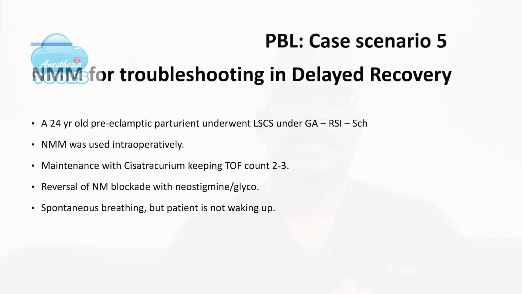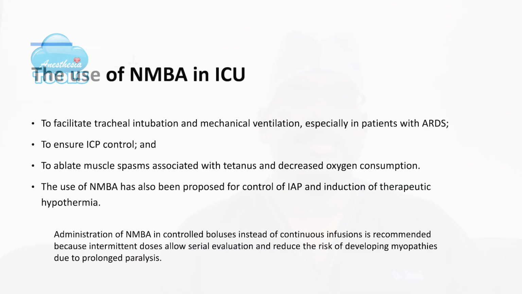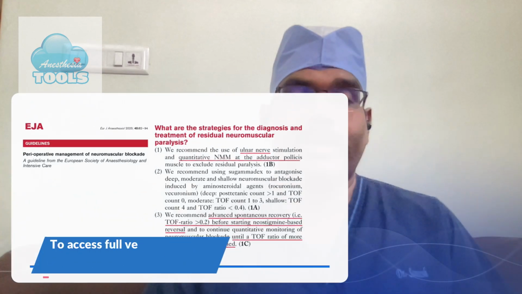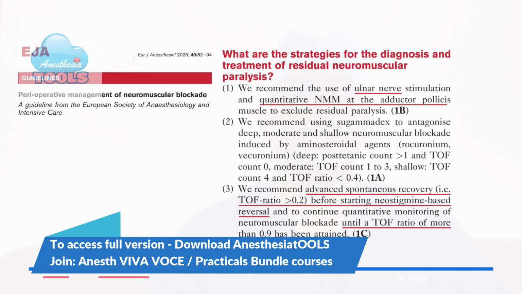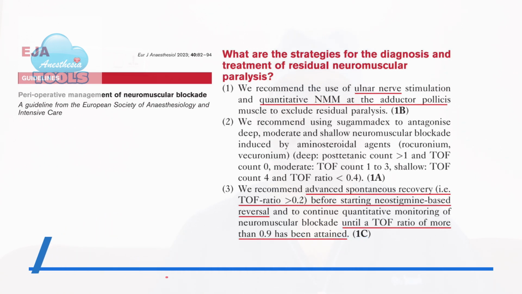Case scenario 5: neuromuscular monitoring, troubleshooting in delayed recovery. A word about use of neuromuscular blocking agents in ICU. If you look into the guidelines by the European Society, they clearly recommend the use of ulnar nerve stimulation and quantitative neuromuscular monitoring at the adductor pollicis muscle to exclude residual paralysis.